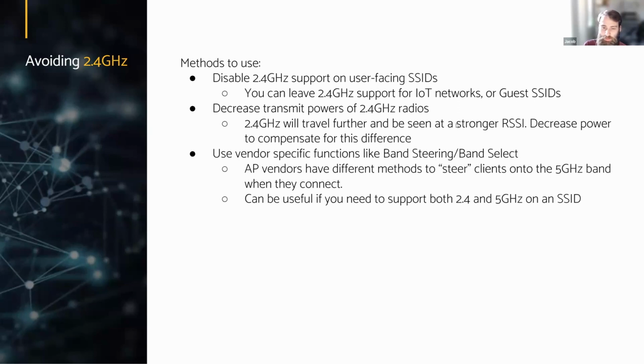One reason you see a lot of people on 2.4 is because it's often at a stronger signal strength. So decreasing the power is a good way to compensate for that difference and minimize people connecting. And then also vendor-specific options. Most vendors have something they call band steering. I think Cisco calls it band select. Same thing though. There are methods these vendors have to steer the clients onto 5 gigahertz when they connect. So you have a dual band SSID, the device connects, and it'll more likely prefer 5 gigahertz. It doesn't always work, but it's certainly better than nothing. So take a look at those settings and see if you have them turned on. And if not, maybe take a look at them. They can be pretty effective.